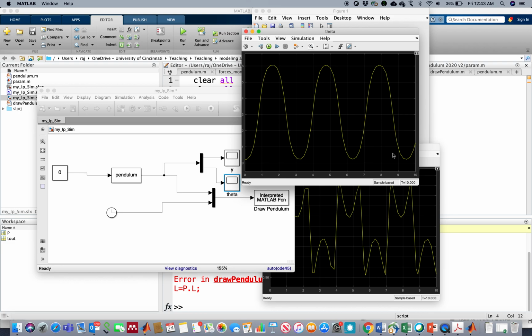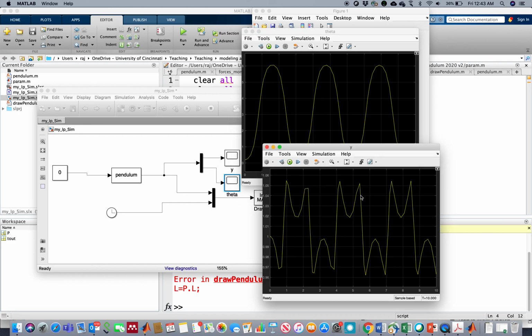So when I said it was unstable, I was wrong. It is stable, but it is not decaying. It's oscillating. It makes sense, right? It oscillates, and the cart also moves, because when the pendulum goes from one point to another, your cart basically moves from one direction to the other.